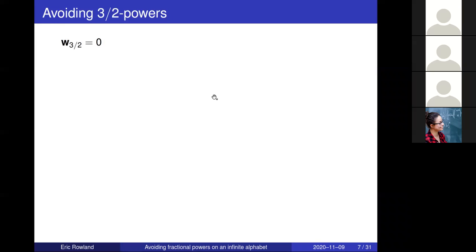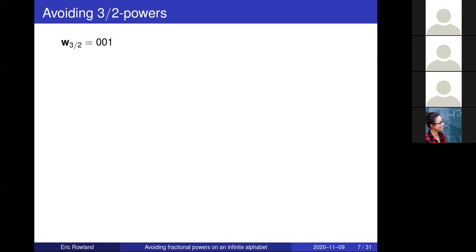So what about 3/2 powers? What is the lex least word avoiding 3/2 powers? We can play the same game when we try to build it one letter at a time. We start with 0. We can put a 0 down next, right? This is a square, which is greater than a 3/2 power numerically, but it's not a 3/2 power because we're only avoiding exact 3/2 powers. So the 0 here is perfectly fine. We can't put a 0 down next because 0, 0, 0 is a 3/2 power. So we have to put a 1.